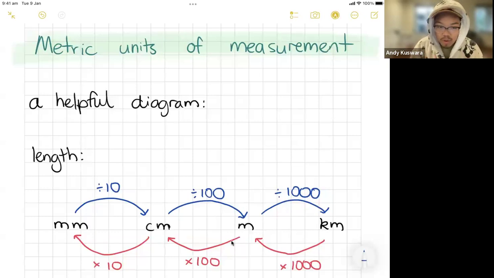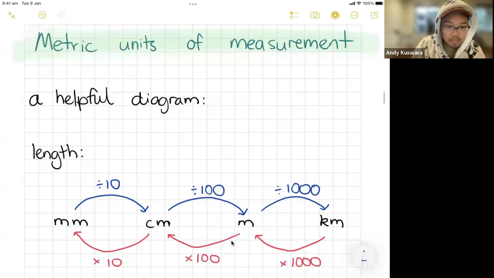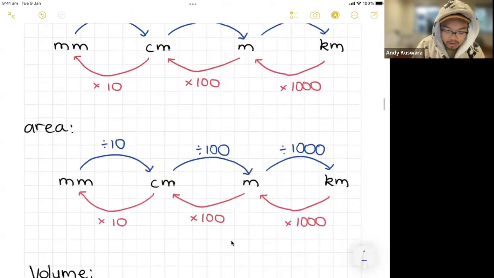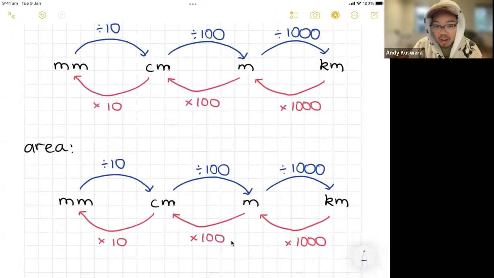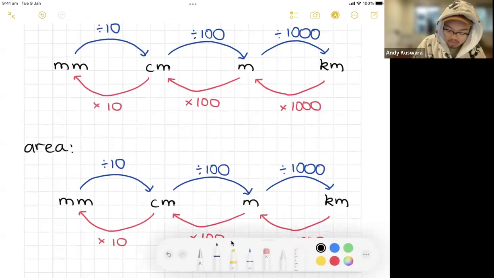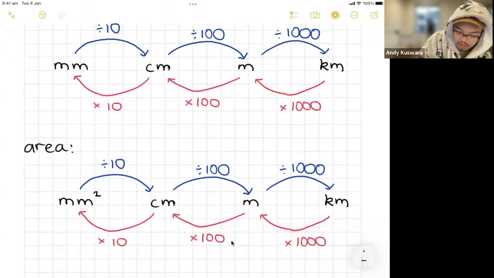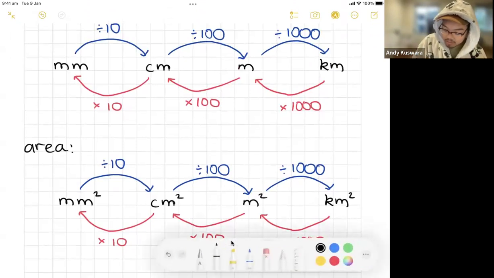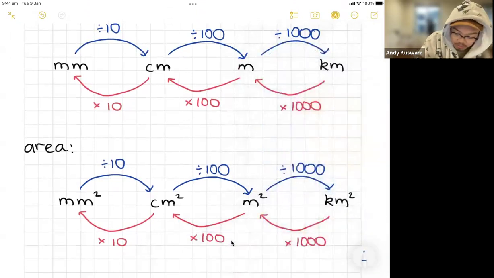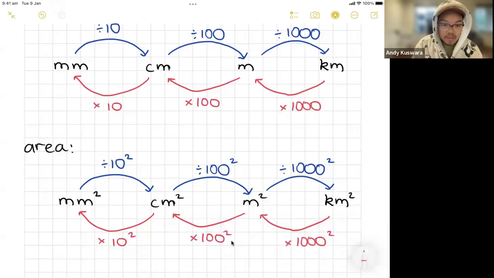Now, if you can remember this diagram, or how it looks, what happens here is you've got different units when it comes to area. You'll notice it looks the same, but if I'm talking about area, I'm technically talking about millimeters squared, centimeters squared, meters squared, and kilometers squared. Can I just use the same numbers? The answer is no. In this case, I don't divide by 10. I actually divide by 10 squared, divide by 100 squared, divide by 1,000 squared, and same thing here. So there's the main difference.